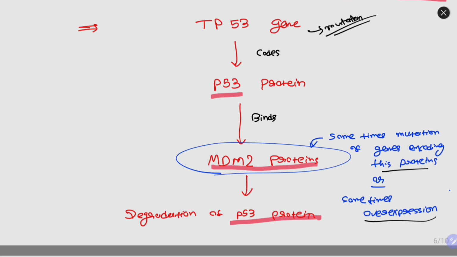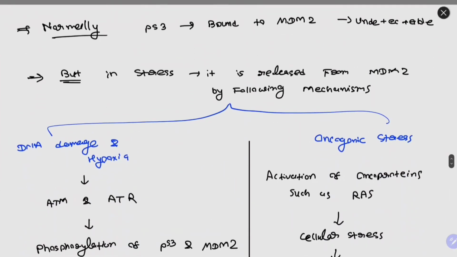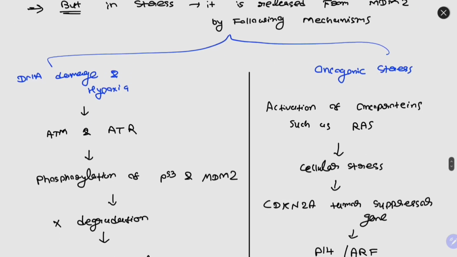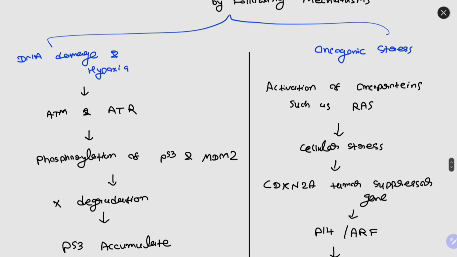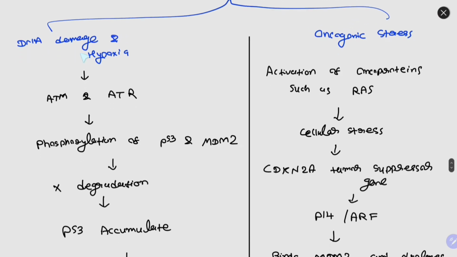Okay guys, so let's talk more. Normally P53 is bound to MDM2, so it is undetectable. We cannot detect P53 in a normal cell. But what happens in stress? As there is stress to any cell, it will be released from MDM2. And how will it be released? There are two mechanisms for releasing it from MDM2. Let's talk about the first one. What occurs?